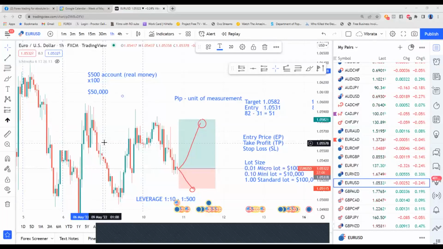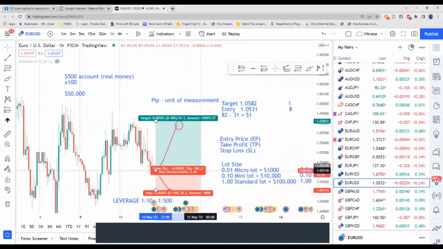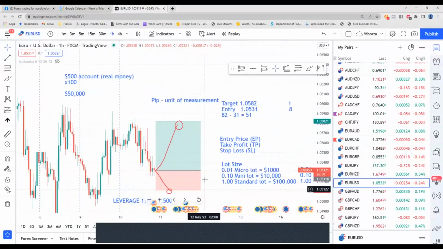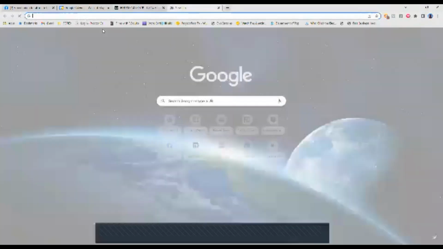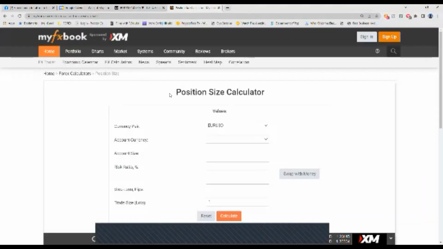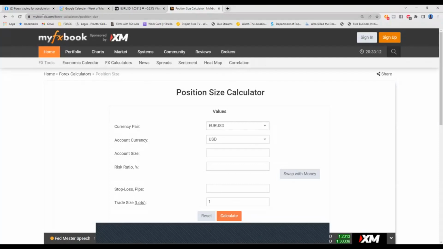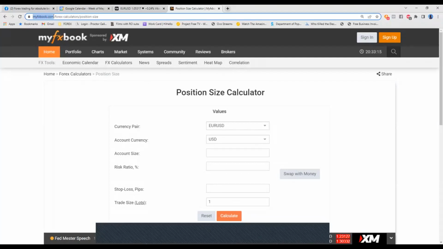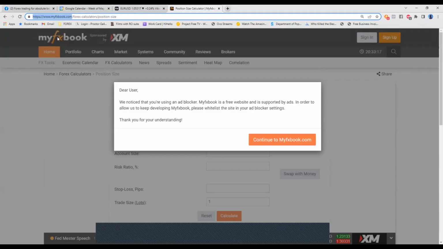I don't want to lose more than $10. So how do I know that this trade will cost me $10 if I lose? Very simple. We use something called a position size calculator. I have one prepared here, and let's do this together so you can understand. By the way, if you want to take note of this website, it's also very useful, myfxbook.com.